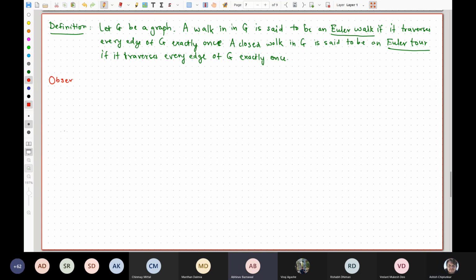Like every vertex should not be covered, right? It may not be covered. Yeah, that is not a constraint. So if you have an isolated vertex, fine. I don't mind. Okay. Yeah. So observation.